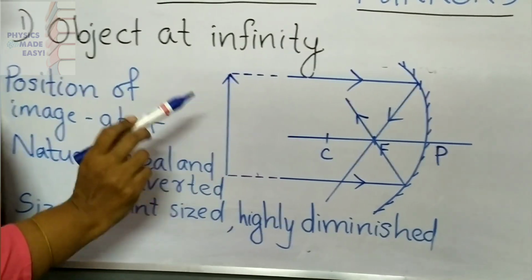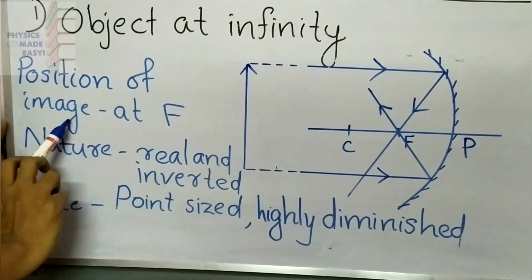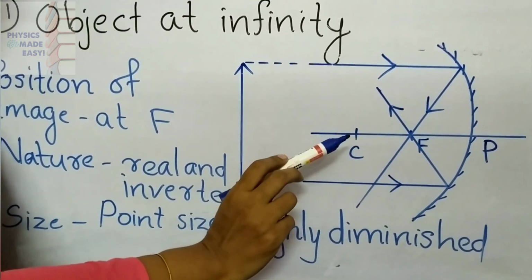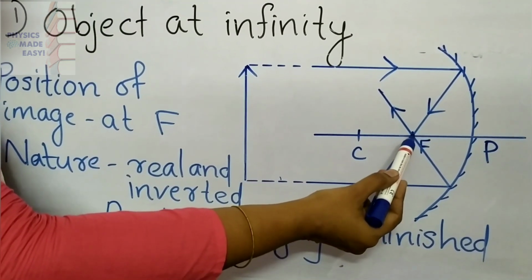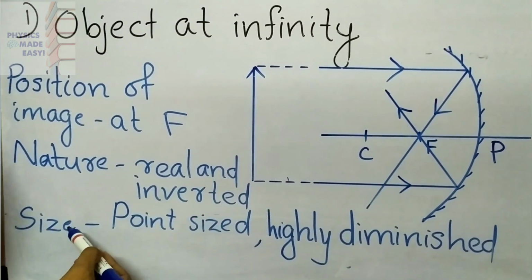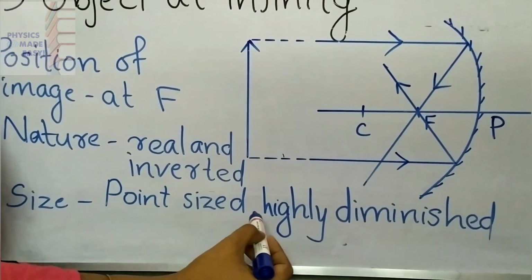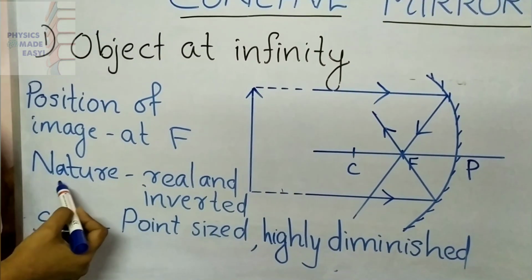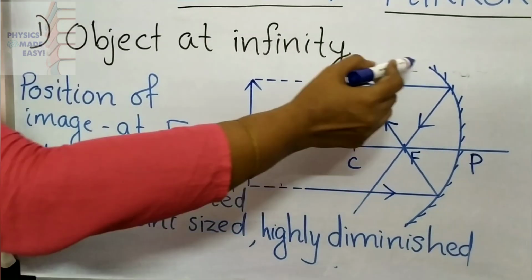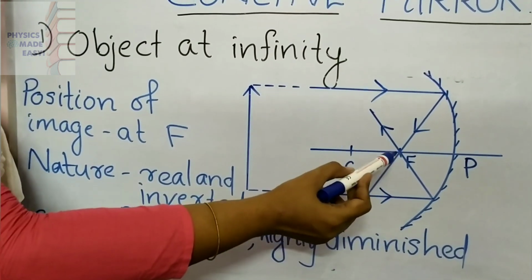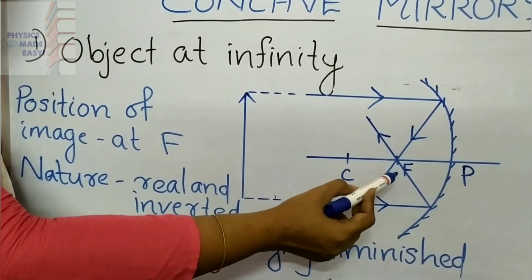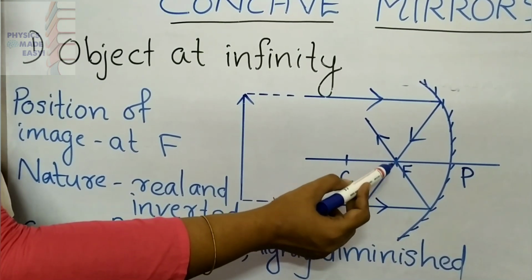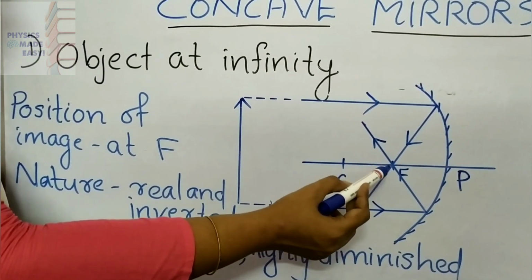So here children, position of the image is at the principal focus. What about the size? Here you can see a point there. So size of the image is point size. Here you can say that it is highly diminished. Then what about the nature? You know, in case of a concave mirror, the principal focus is a real focus. So here we can say the nature of the image is real and inverted.